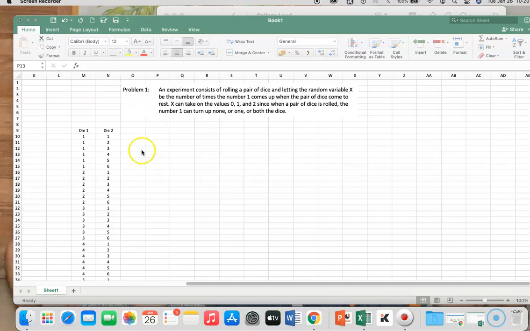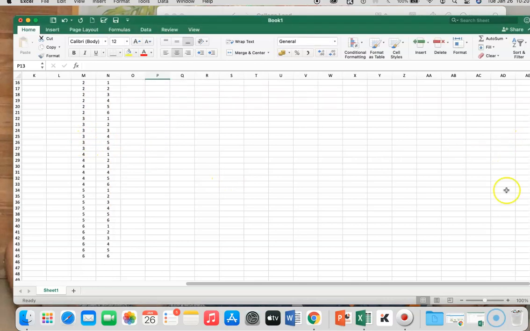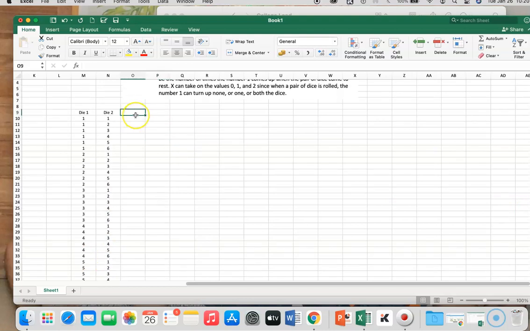So we have here the sample space for possible outcomes when a pair of dice is rolled or when it comes to rest. Here it could have 1 and 1, 1 and 2, and so on. This is equal to 36, the 36 sample space, or cardinality of the space. Again, let's have our x here, representing the number of times 1 occurs in a roll of the dice.